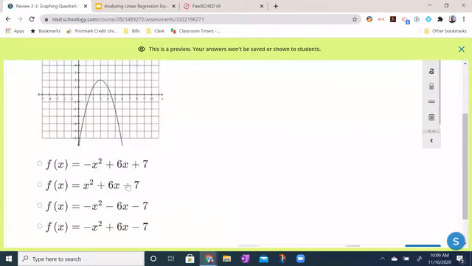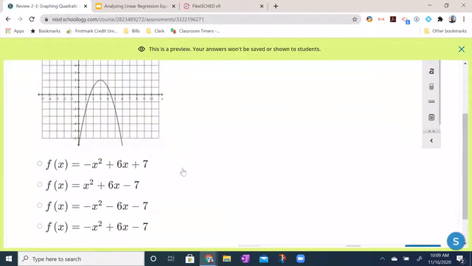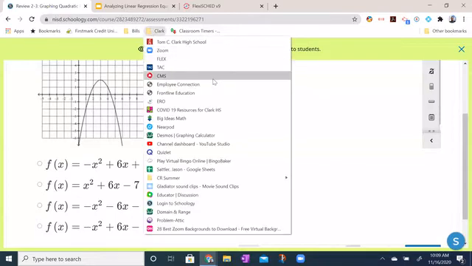So I can rule out this one here because it's a +x². So these first 2 are gone. We now got a 50-50 chance. The other thing we can do is look at the axis of symmetry. In this case, it'll be x equals 3. If you remember that your axis of symmetry is x equals -b/2a. However, we can come in here.